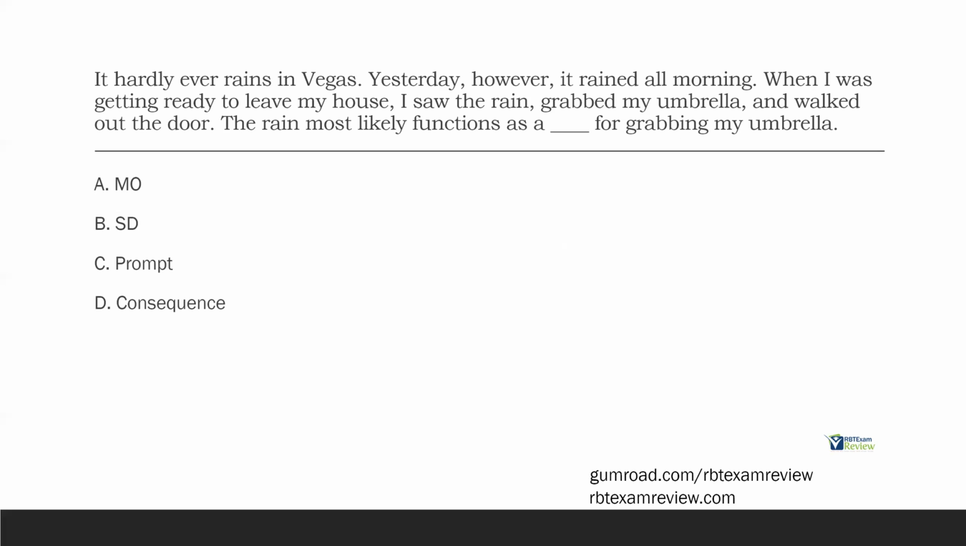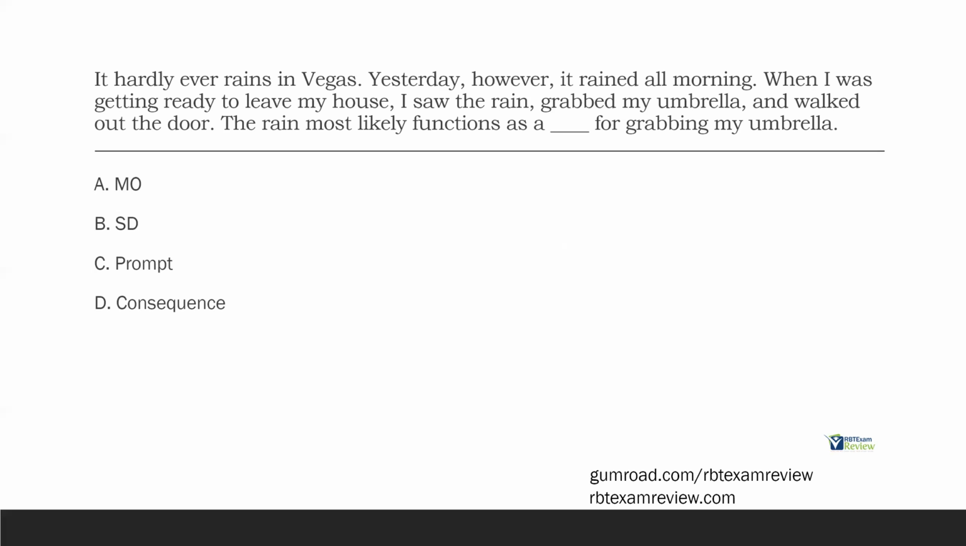Typically in Vegas, I never need an umbrella. There's no motivation for an umbrella. So even though I might see that umbrella, it might be available to me, there's no value. However, when it rains, what is happening? The rain is increasing the value of that umbrella significantly. So the rain is functioning as an MO for grabbing my umbrella. Why is the rain not the SD? Well, the rain is increasing my motivation for the umbrella.